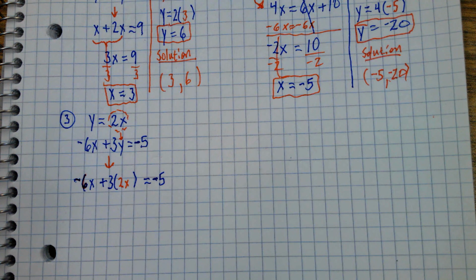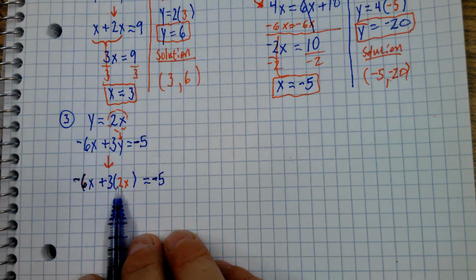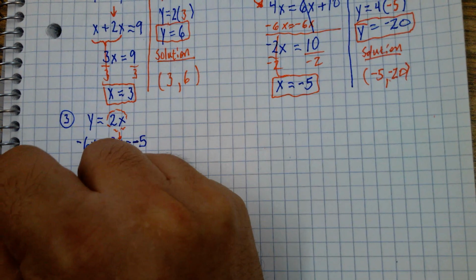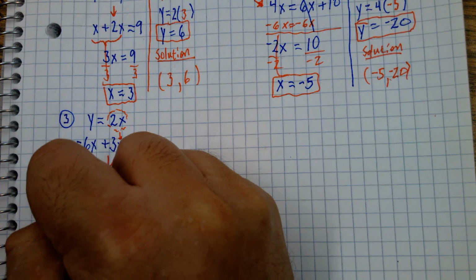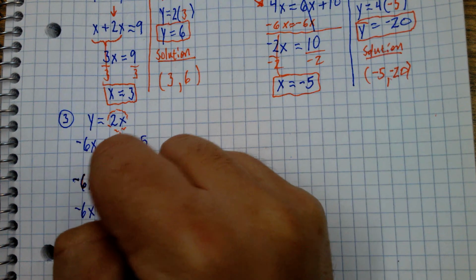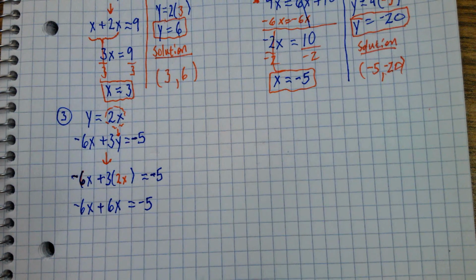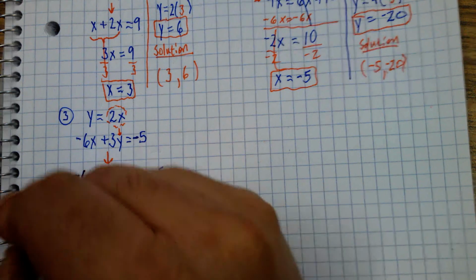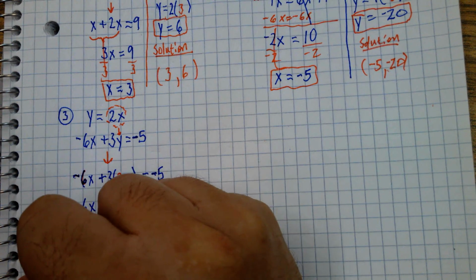And now let's simplify it. I got negative 6x, that's fine, plus 3 times 2x. How much is 3 times 2x? 6x. We're multiplying. Next, I should combine those since they both have x. But negative 6x and positive 6x, since they're opposites, they make 0.